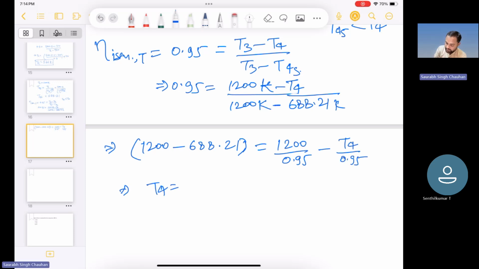So T4 will be equal to 0.95 times 1200 minus... 0.95 minus 1200 plus 688.21.